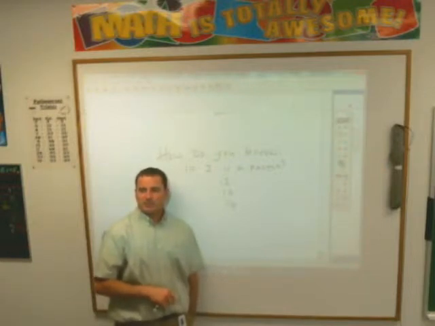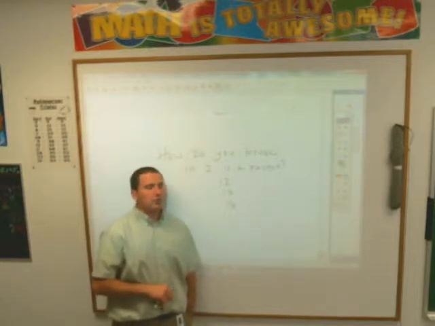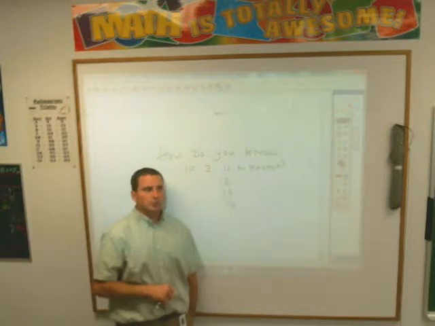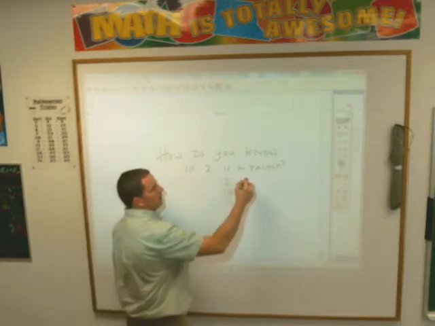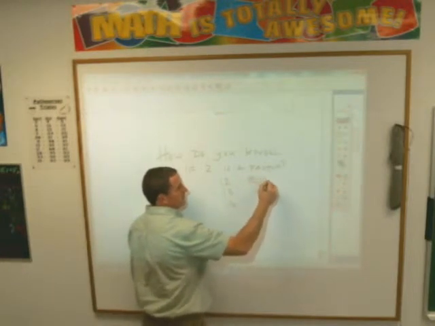Think about cutting numbers in half when we talk about finding halves of numbers. 2 will always be a factor of what type of number? 2 is always a factor of what type of number? Isabel? Even numbers? Exactly. 2 is always a factor of an even number.